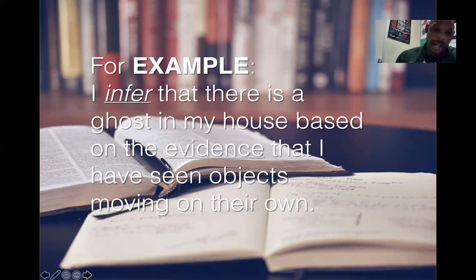For example, I infer that there is a ghost in my house based on the evidence that I have seen objects moving on their own. Now, that is fairly obvious when you look at it, okay? The inference comes from evidence. Again, there's no guess there. I'm able to look at and draw the conclusion that there's a ghost in the house based on the fact that every time I walk in the room, an object gets up and moves on its own. This house is haunted.